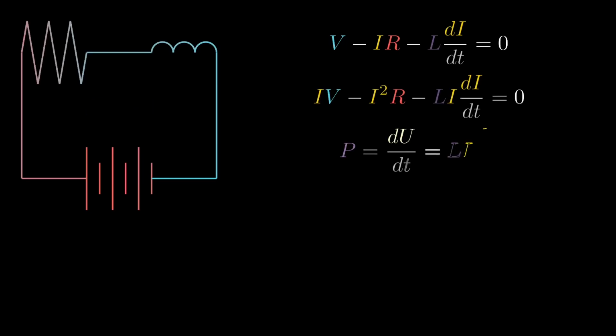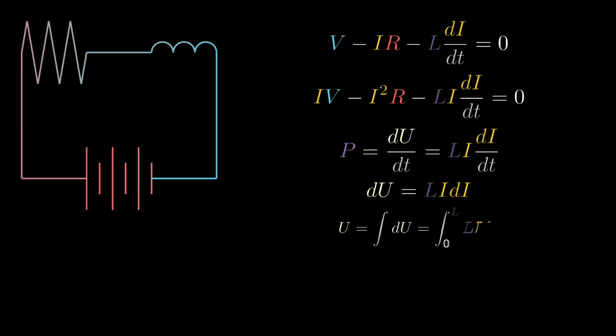Now we can get the energy by adding up the power from the inductor, or the change in energy over change in time, along some interval of time. Doing this gives us 1/2 Li squared.